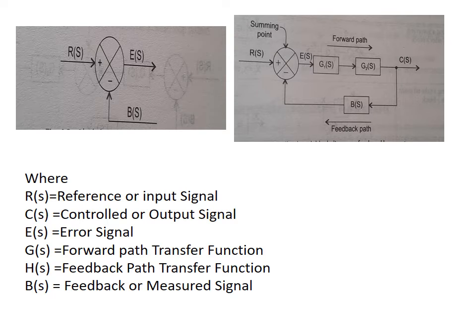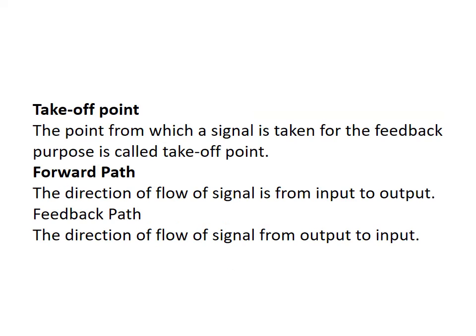In this, near the C of S, you are taking a signal from the output. That is B of S, which you take from the output, and it is given as an input to the summing point. The point where you are taking it from the output is called a takeoff point. Next one, the forward path.